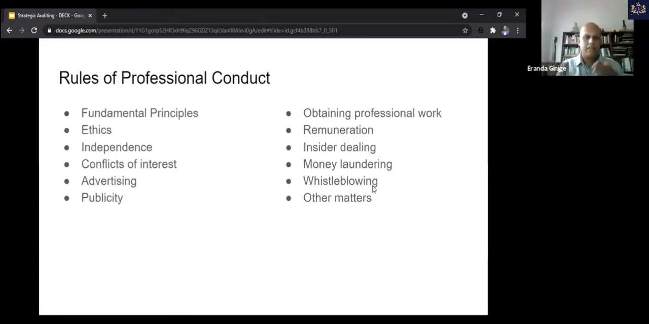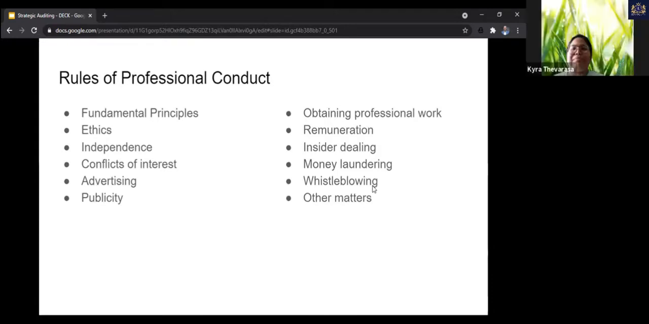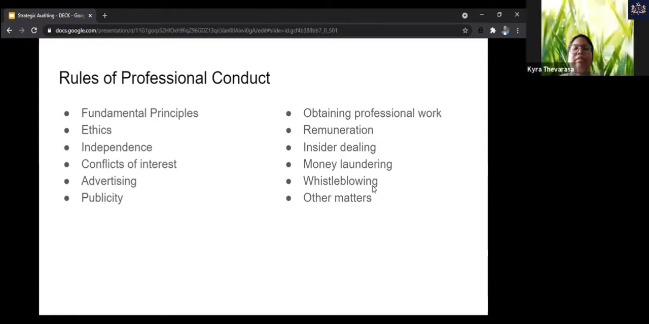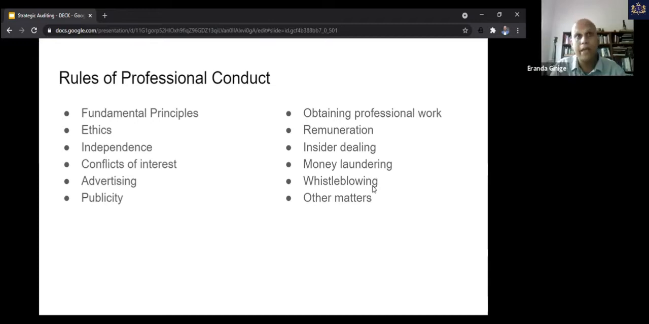Okay, so this is something that we have. This is one of your assignment questions as well. Rules of professional conduct. So we'll have to spend a little bit of time talking about these matters. And I think probably the biggest part of being an auditor, apart from having knowledge of accounts, is to do with all of these.